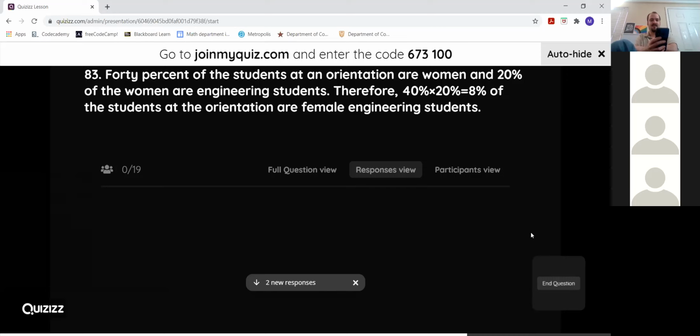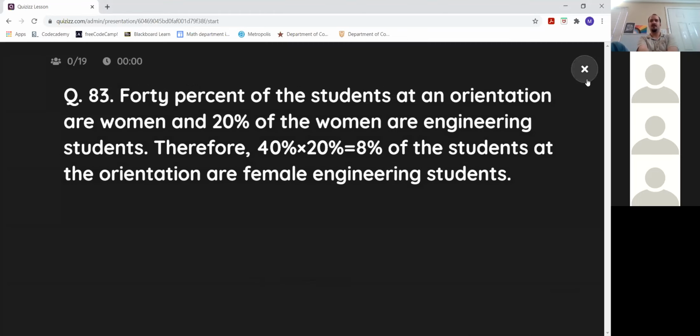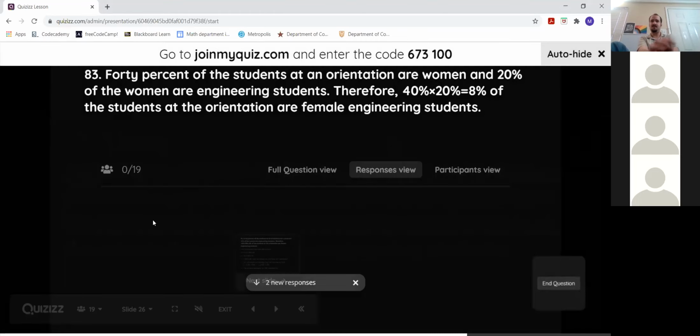40% of students at an orientation are women, and 20% of the women are engineering students. Therefore, 40 by 20% is 8% of the students at the orientation are female. Is this true? And how are you proving it to yourself is the other question. So that might be a little tricky.